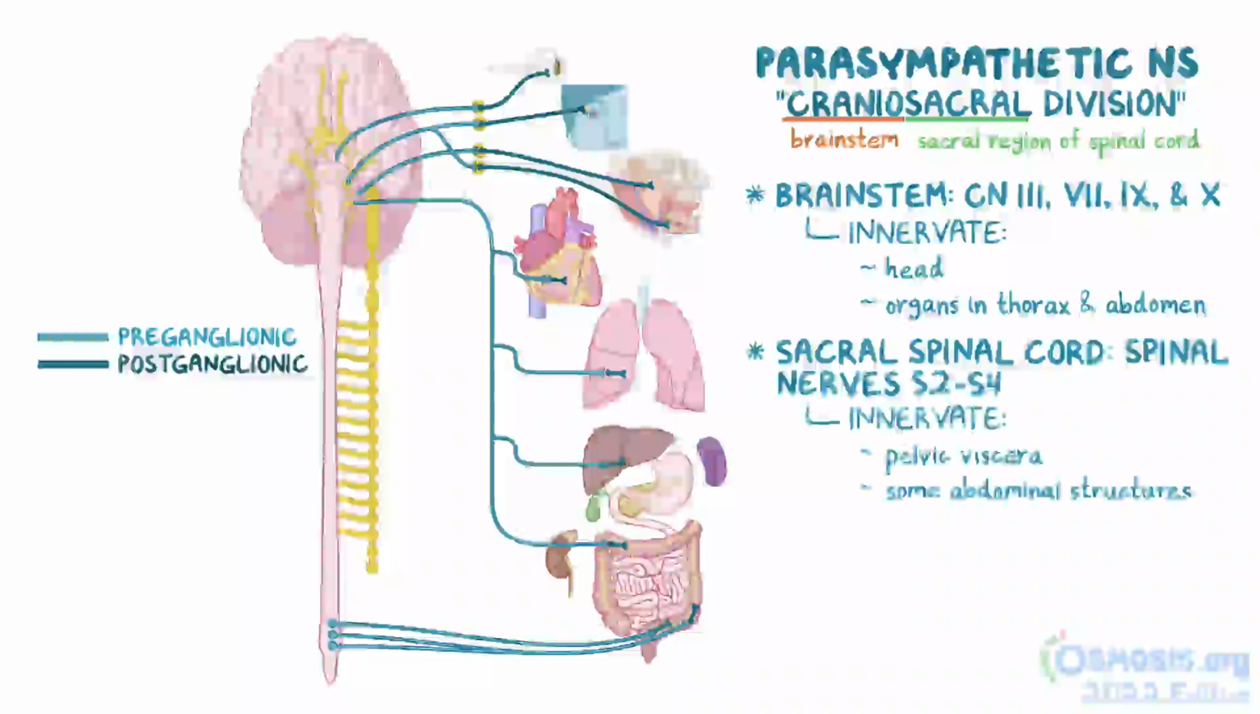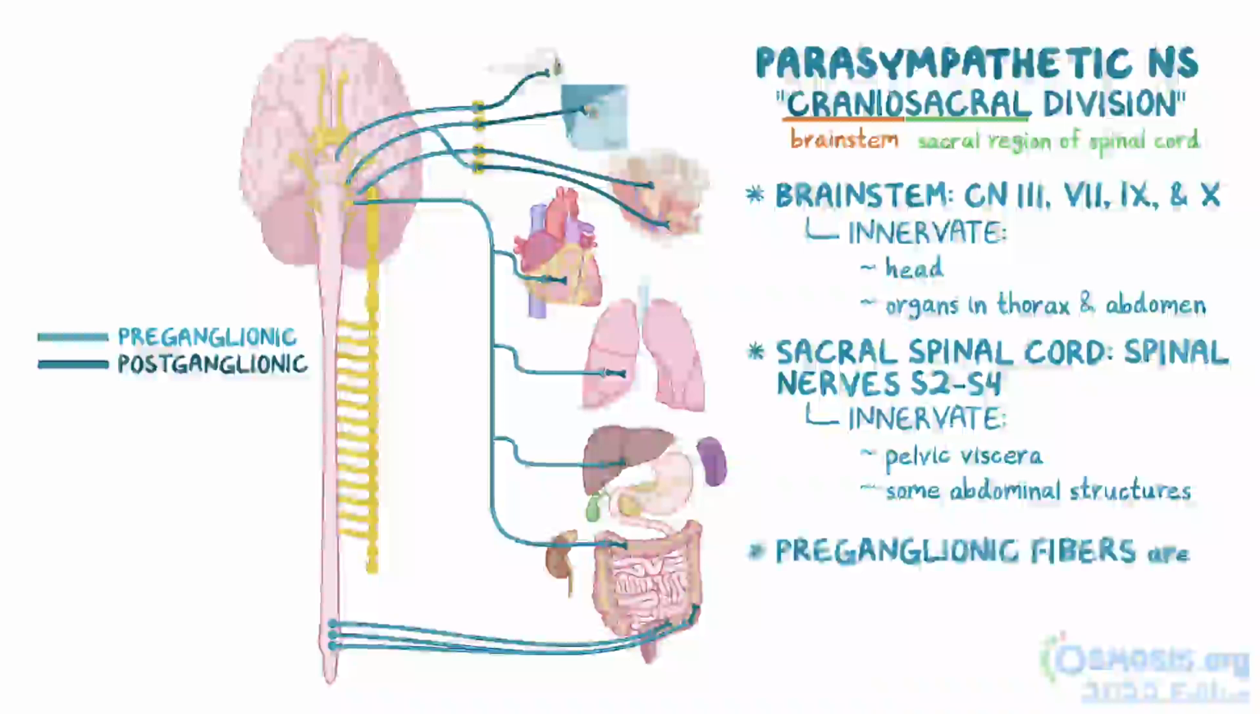Now, in contrast to the sympathetic division, the parasympathetic preganglionic fibers are very long, because they typically synapse in ganglia that are much closer to the target organs, and this means the postganglionic fibers are quite short.